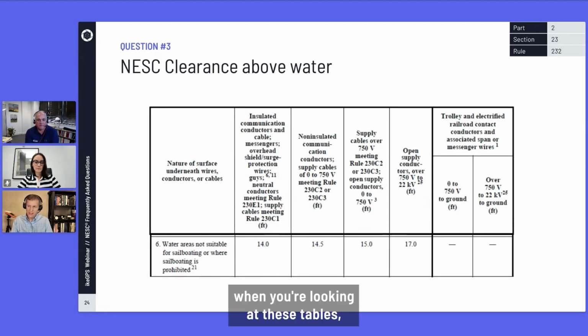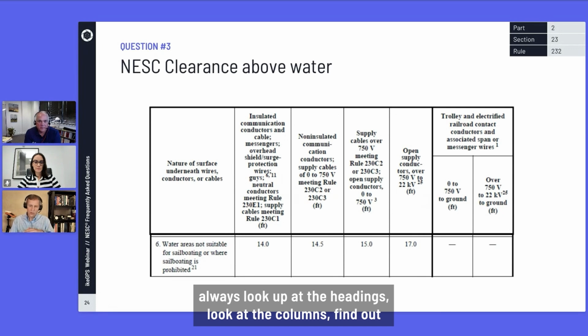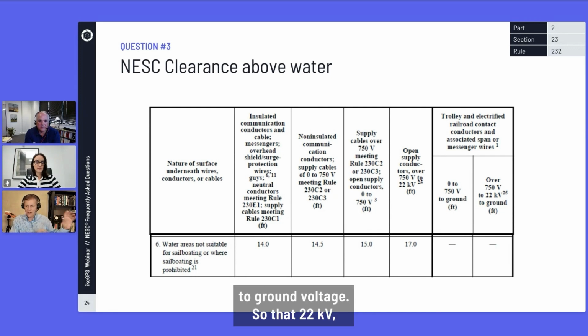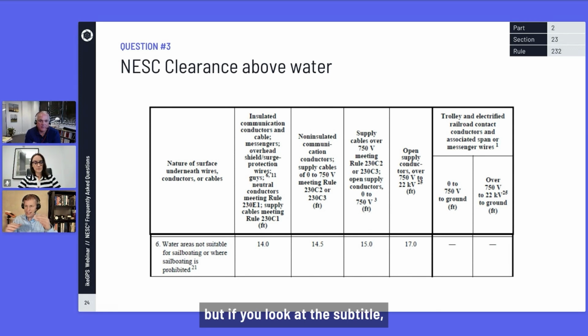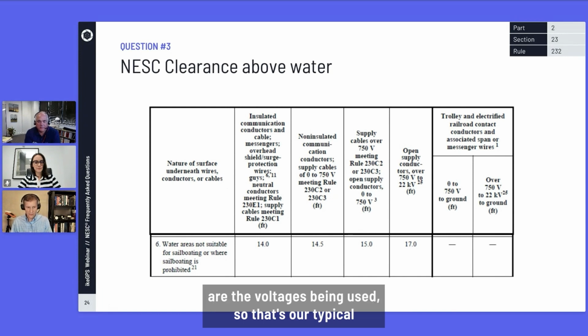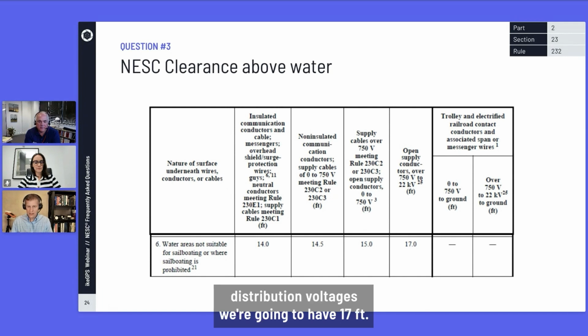The other thing when you're looking at these tables, always look up at the headings, look at the columns, and find out when it's talking about voltage. Some tables talk phase to phase voltage, and some use phase to ground voltage. So that 22 kV, I don't have the subtitle up here, but if you look at the subtitle, there's a good paragraph under the heading of Table 232.1. It says phase to ground are the voltages being used. So that's our typical distribution voltages. We're going to have 17 feet.